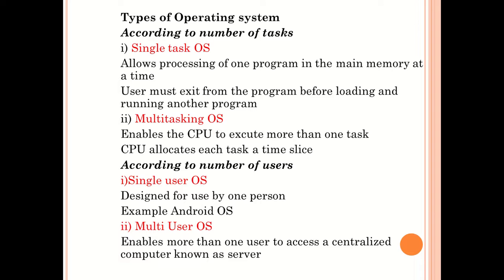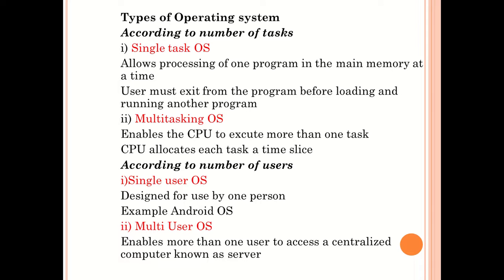Types of operating system according to number of tasks. The first one is the single task operating system, which is about the number of tasks that can be executed at a time. Single task operating systems can only process one program in the main memory at a time. So it's not possible to work with multiple programs, just one program at a time. The user must exit from the program before loading another one. You must complete using a certain program before you can load another one.